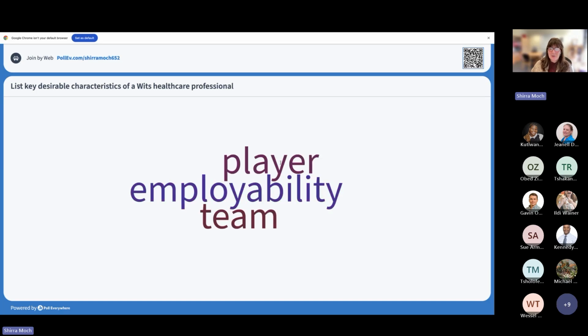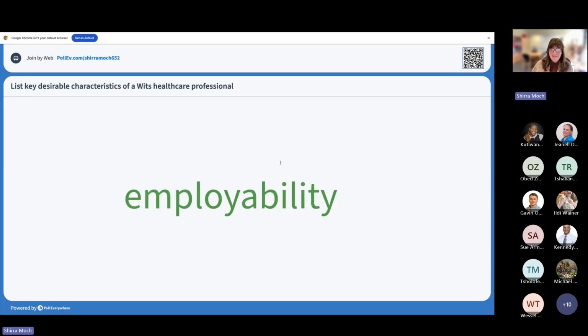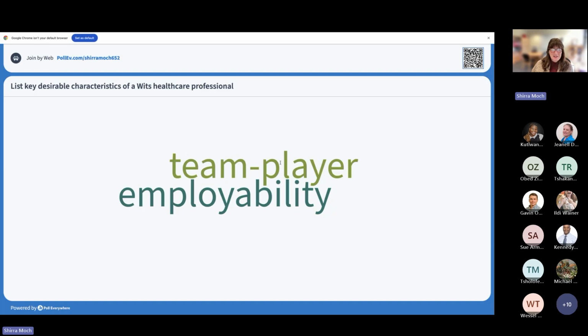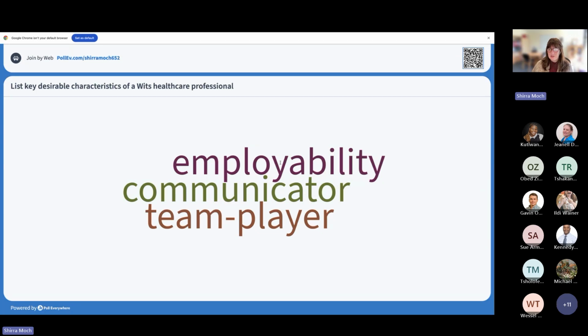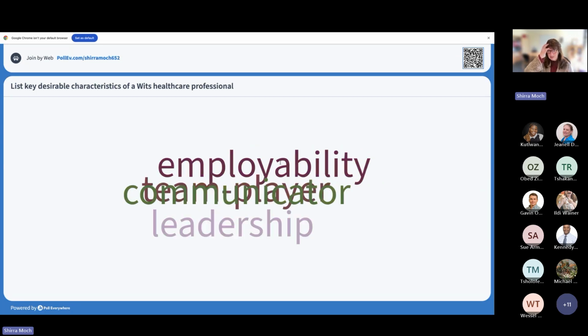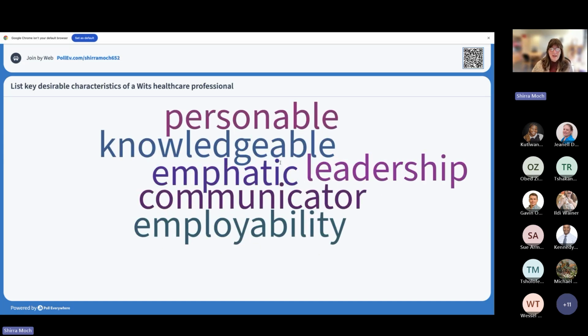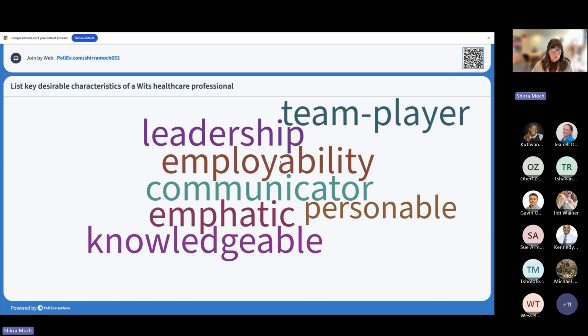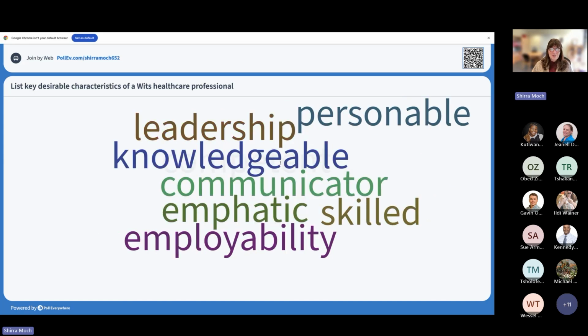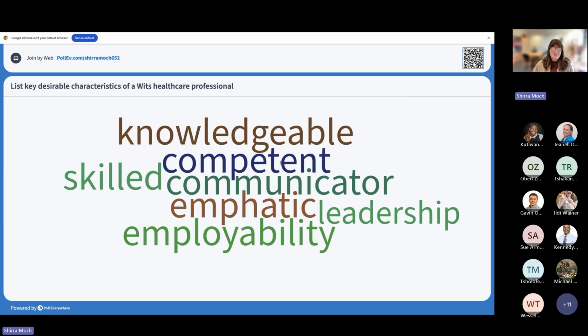Okay, yes. If you want to put words together, you have to hyphenate them. So we want team players. We want people to be employable. And for that, we need there to be the kinds of jobs that we want people to perhaps be working in. We'd like them to be able to communicate. You can put in more than one, by the way. We're not such a big crowd that you only have to have one answer. So do we want them to be leaders? Empathic, I guess. Yes, knowledgeable. Personable. Does skilled go with knowledgeable? Are those two different things?